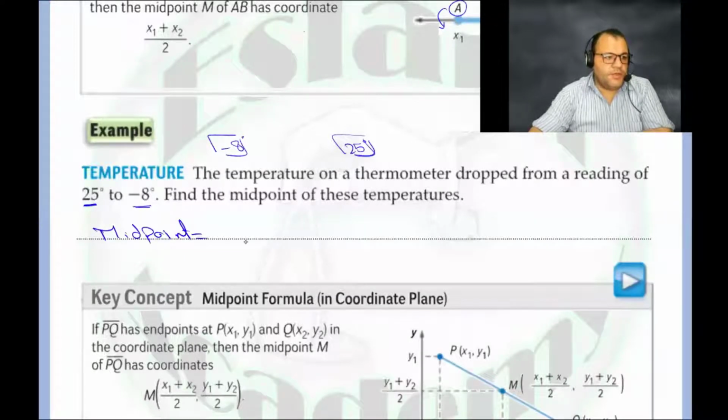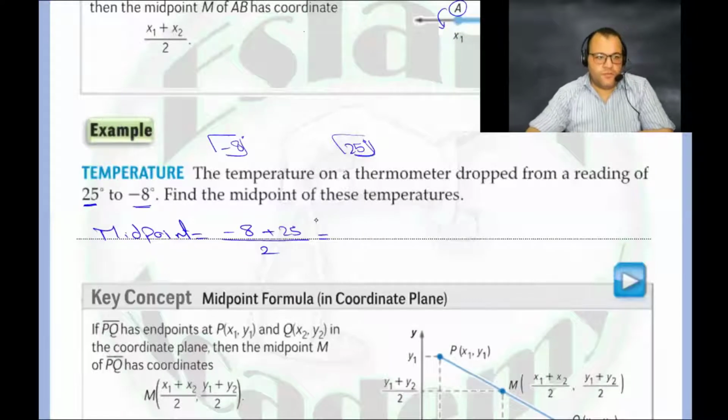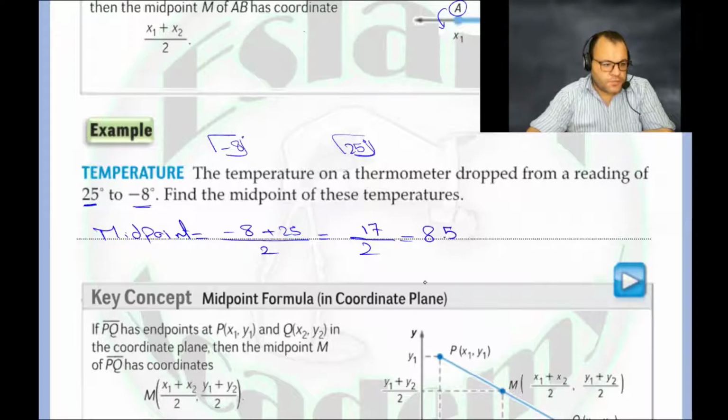So to find the midpoint, it will be negative 8 plus 25 over 2, which equals about, without using a calculator, please. In most cases we will not use a calculator. Yes, 8.5, because negative 8 plus 25 equals 17, and over 2, which equals 8.5.